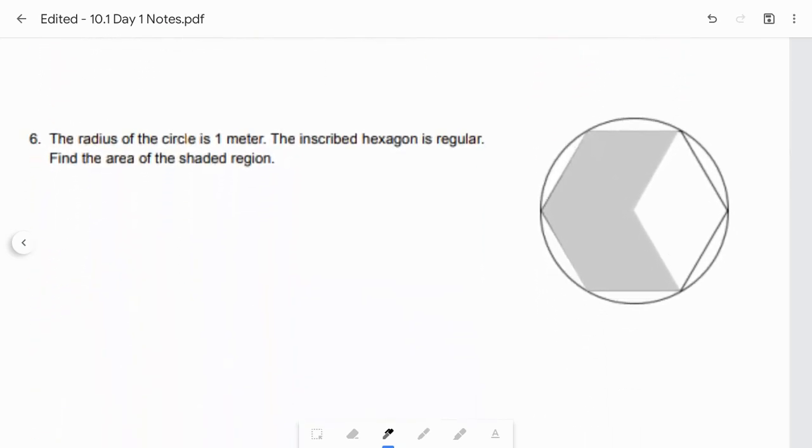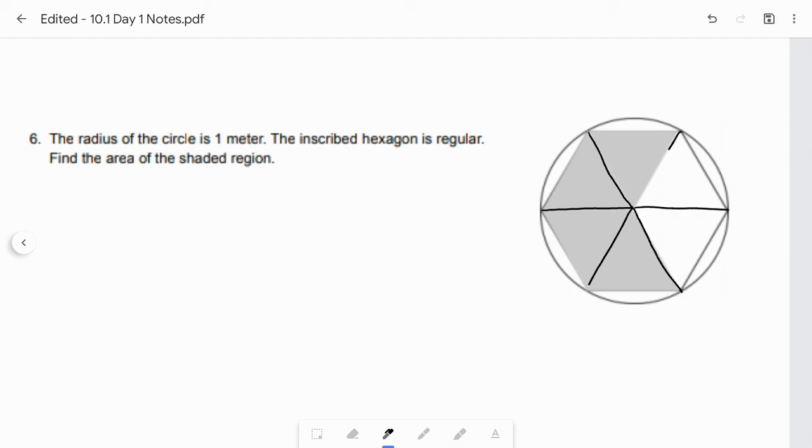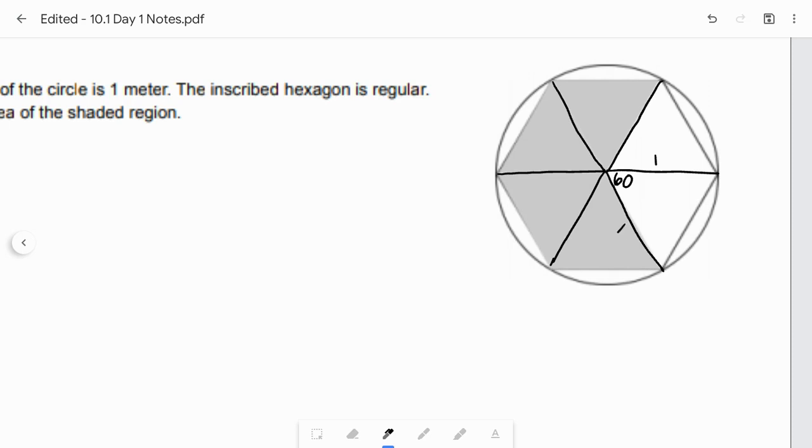And number 6, the radius of the circle is 1 meter. The inscribed hexagon is regular. Find the area of the shaded region. So what we can do here is when we have a regular hexagon, I know that we can end up having 6 equilateral triangles. So I'm just going to draw them in here so it's a little more pronounced. And if we have equilateral triangles, then we know that all of our angles are going to be 60 degrees. Okay, I also know that the radius is 1 meter. So I'm going to have 1 and 1.